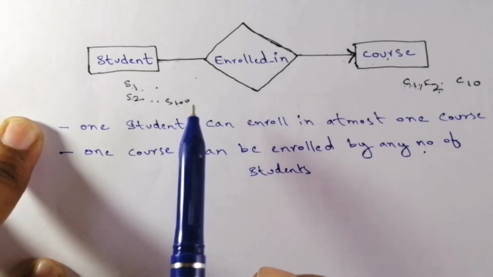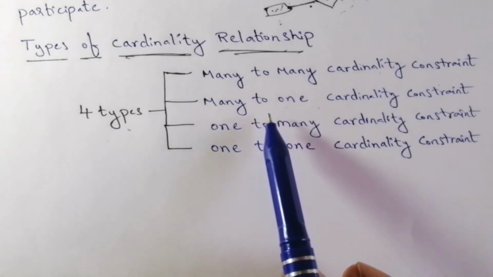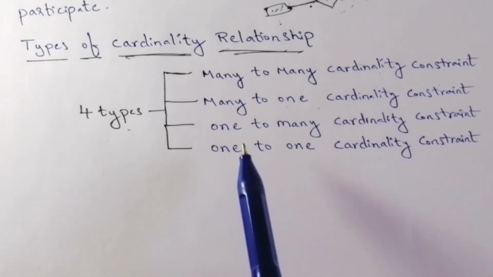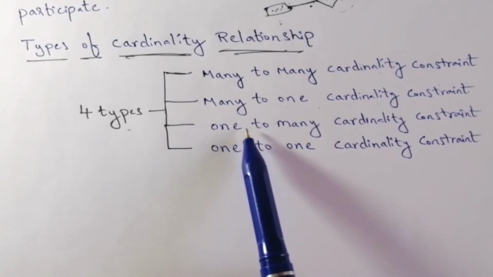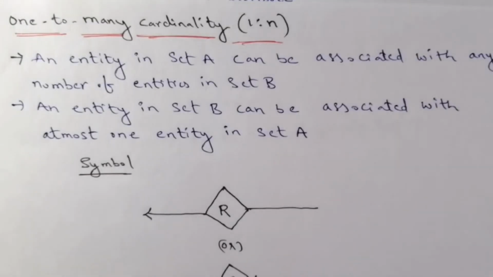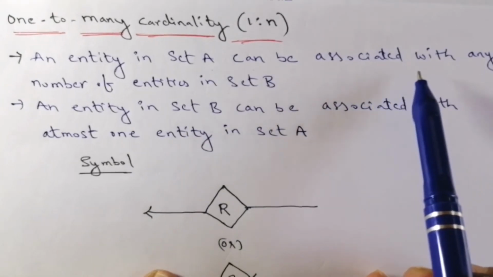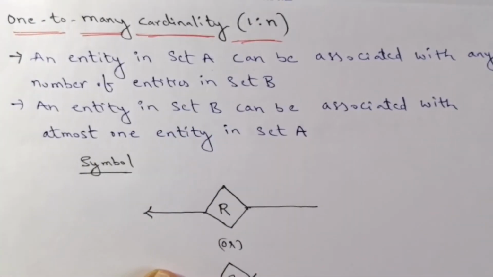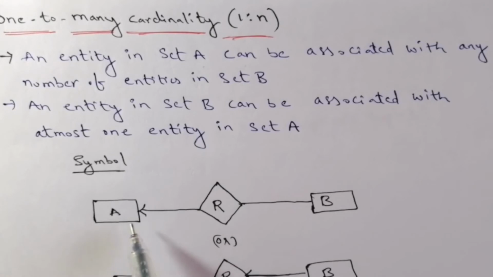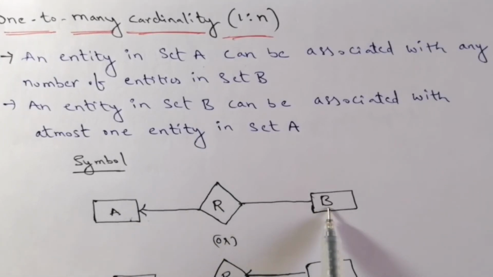Next, we have discussed the many to one cardinality. So next let us discuss the one to many. In the one to many cardinality, an entity in set A can be associated with any number of entities in set B. Here an entity in set A can be associated with any number of entities in set B. So it is 1 to n.